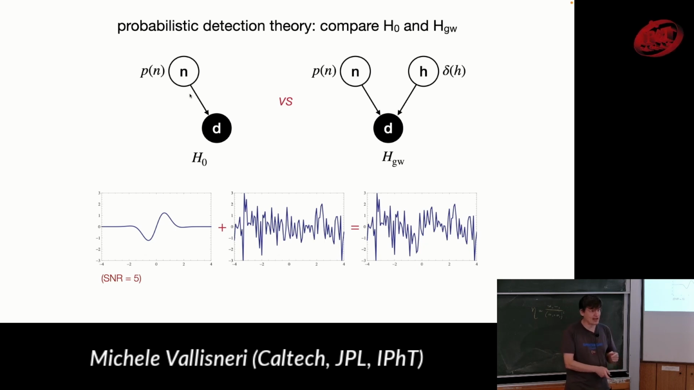And every arrow has a conditional probability associated with it, although in some cases it can be simple. So this one is almost trivial. It's saying there's noise, nature makes noise, there's a certain probability for each noise realization. The data is just equal to the noise. So the conditional here would just be a delta, basically. So this is one hypothesis.